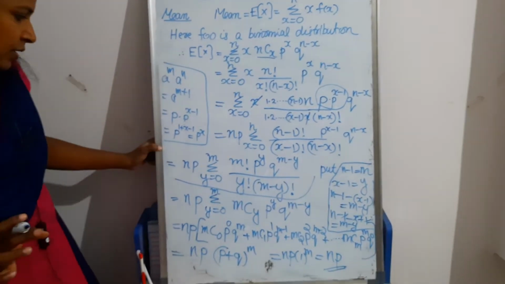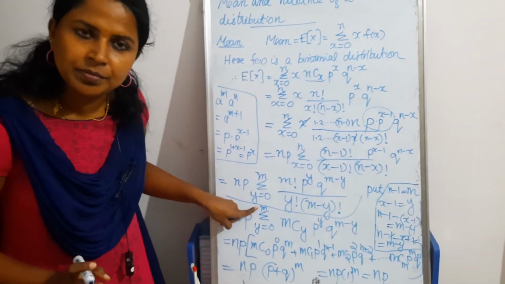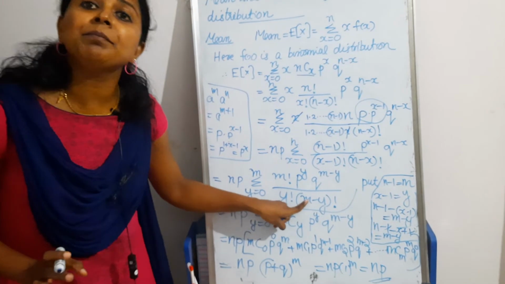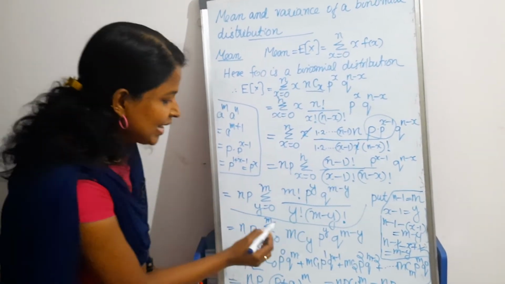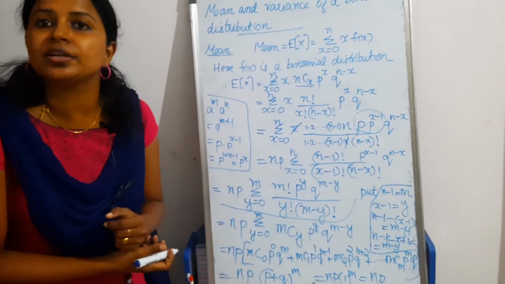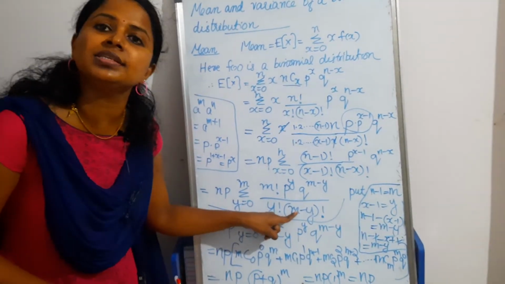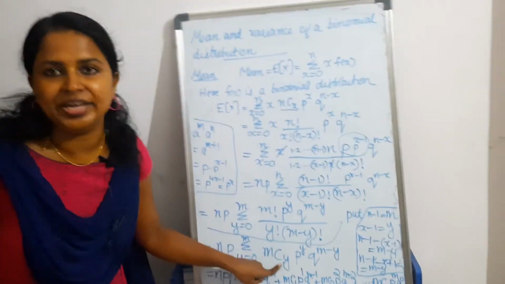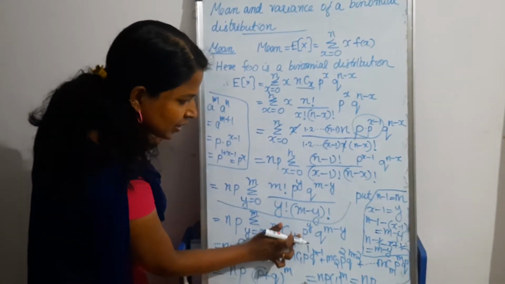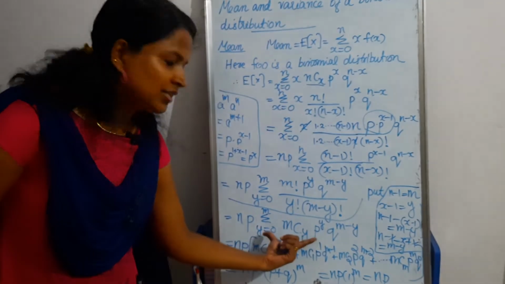Then, next step, this is np, sigma y equal to 0 to m. Here m factorial by y factorial into m minus y factorial. This is mcy. Here ncx is n factorial by x factorial into n minus x factorial. So here m factorial by y factorial into m minus y factorial is mcy. So write mcy. Then this is p raised to y, this is q raised to m minus y. Then we expand the sigma.